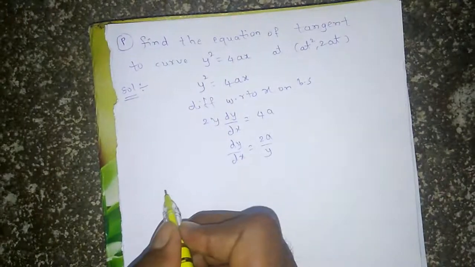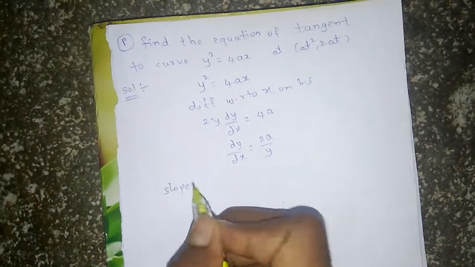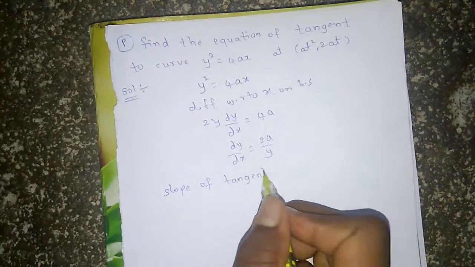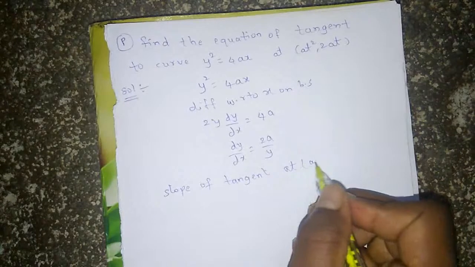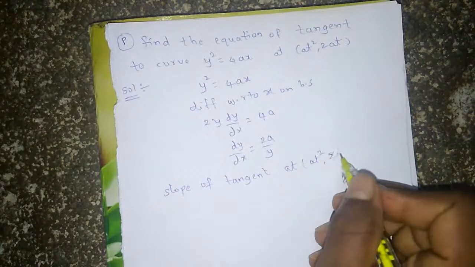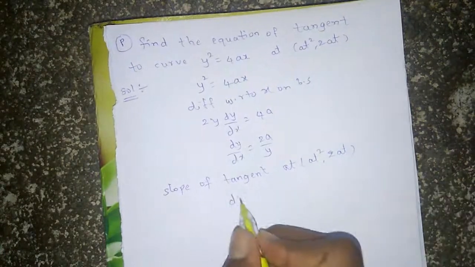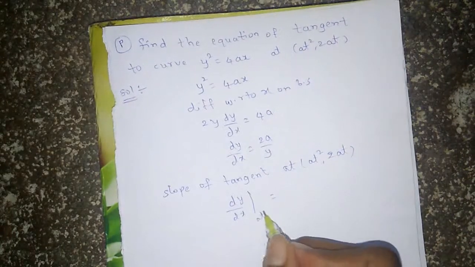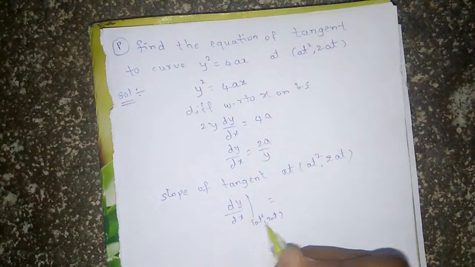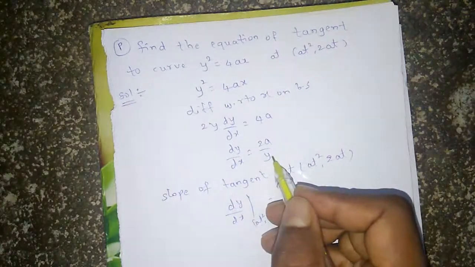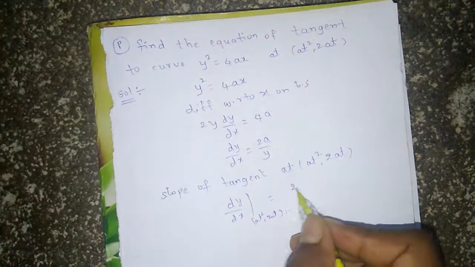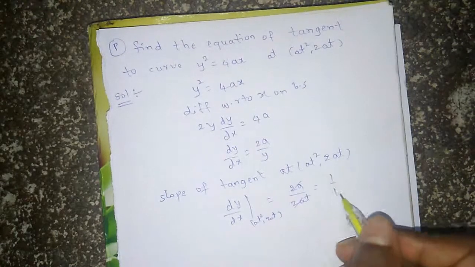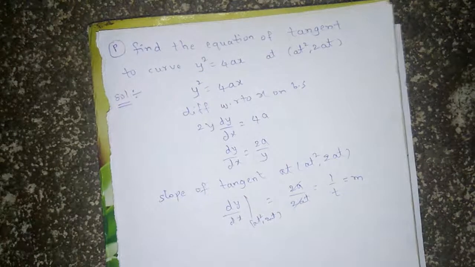Now the slope of the tangent at the given point. Here the given point is (at square, 2at), that is dy by dx is equal to, substitute the x, y coordinates in dy by dx. Here only y is there, therefore 2a by 2at. Here 2a gets cancelled, that is equal to 1 by t, which is the slope of the tangent.